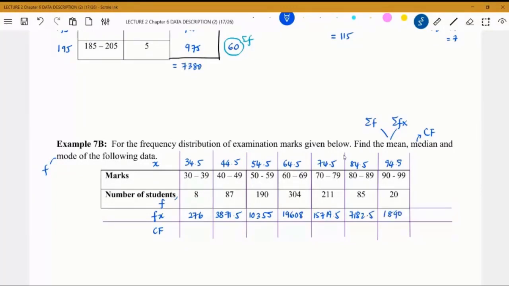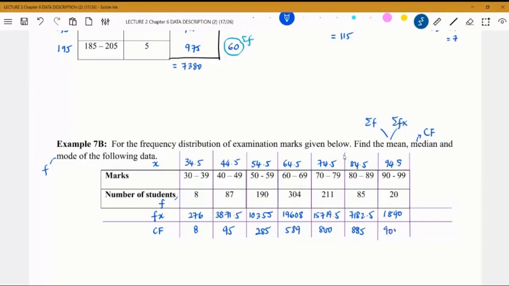Okay, for the cf, we have to add up the frequency one by one from left to right. So starting with 8 plus 87, we're going to have 95, and then 285, 589, 800, and then 885, and then 905.